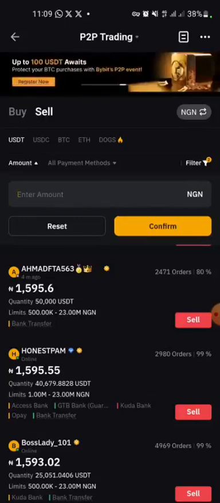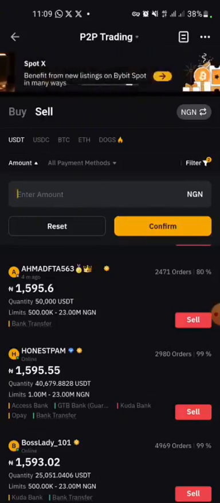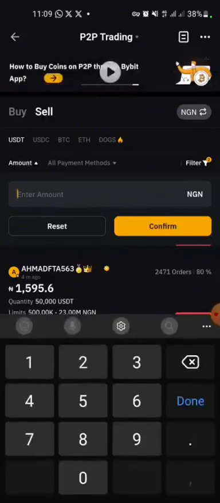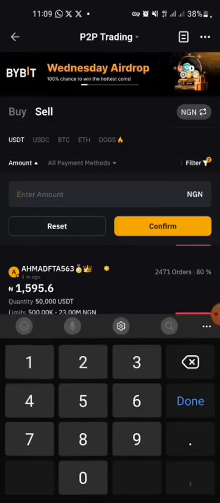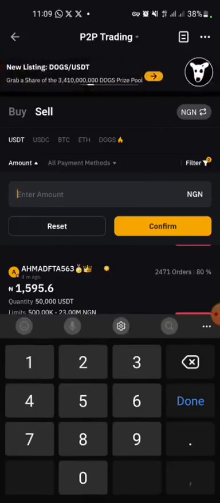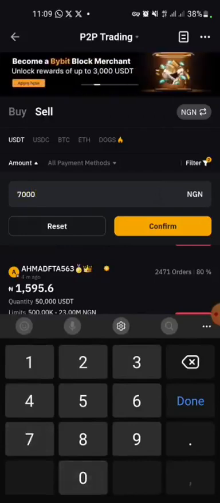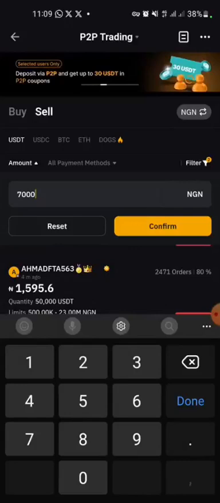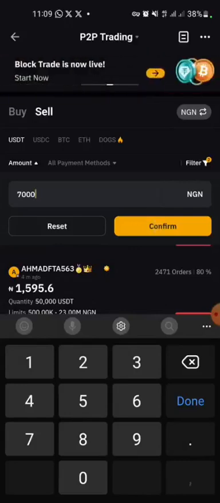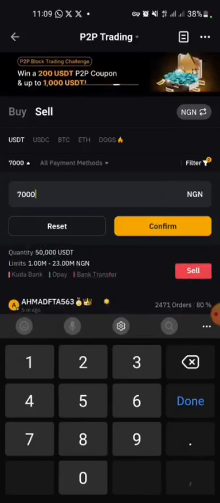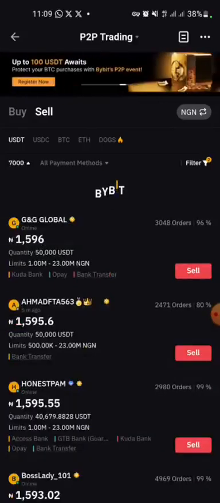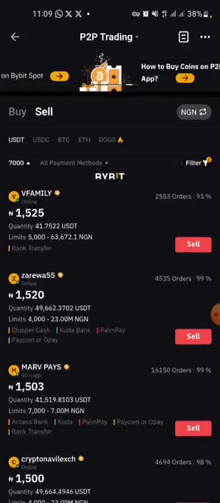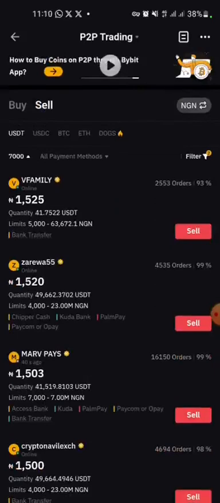Let's say I want to do $5, and with this exchange rate, I just calculate $5 times 1,500 and something, and you'll be getting about 7,000 plus. So I just include 7,000. I just use this as an estimate, as the minimum I want to filter. Just include 7,000, so that it can give me people whose limits are available within my range. So now it has given me people I can trade with, right?